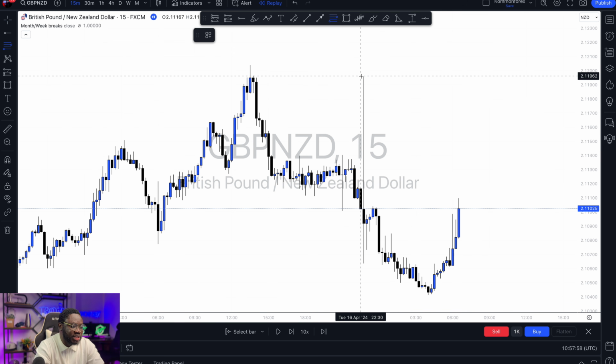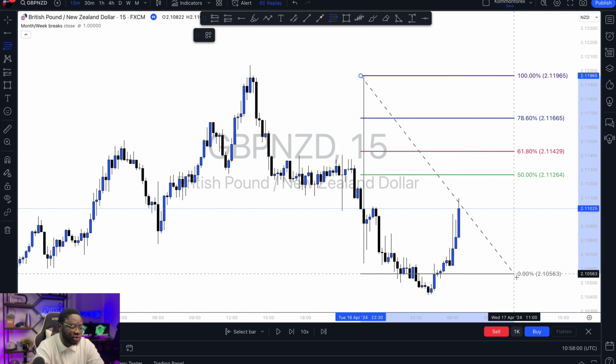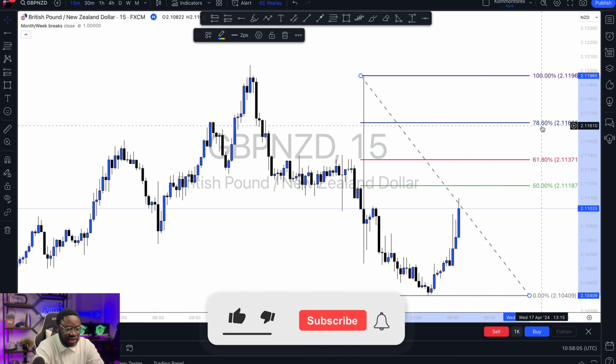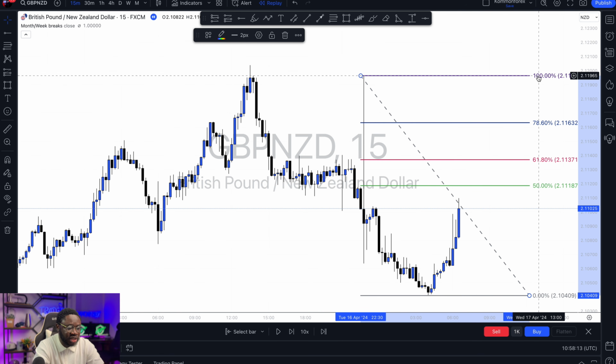So we need our point of inception where the move starts from, which is 100%, to where it ends up, which is 0% down here. You can see my key levels here: 78.6, 61.8, 50%, 100 at the top, 0 at the bottom. And like I always said, no need for me to mark out my support and resistance because my 100% represents my resistance, my 0 represents my support.